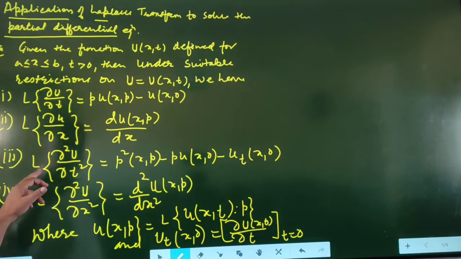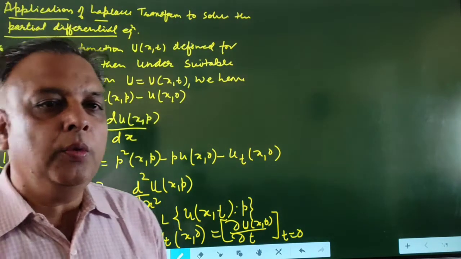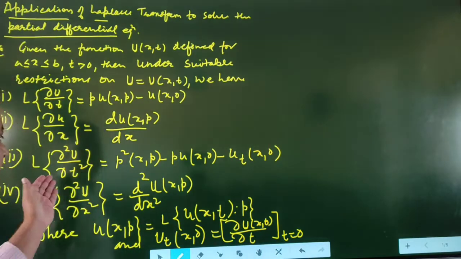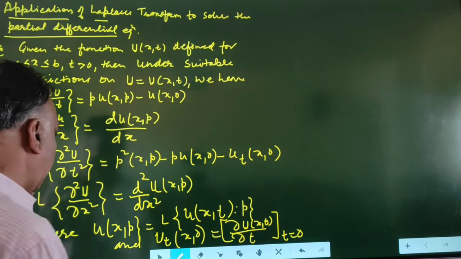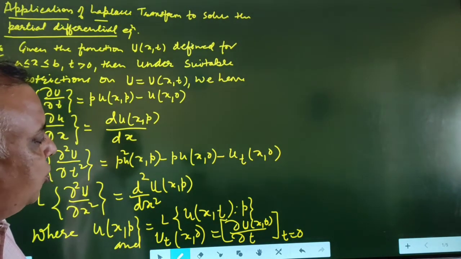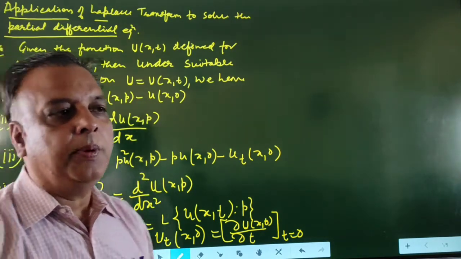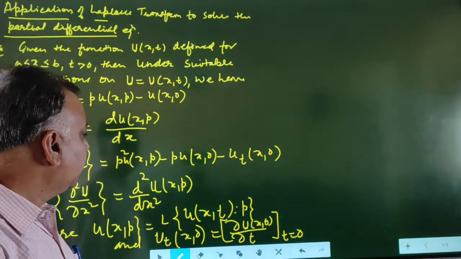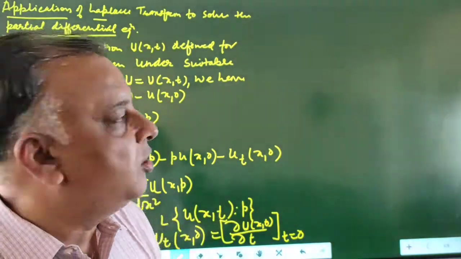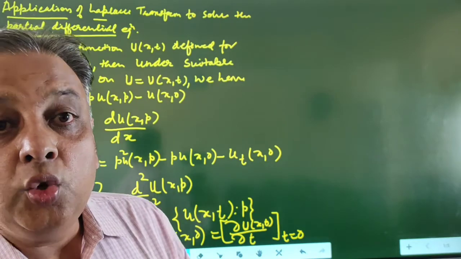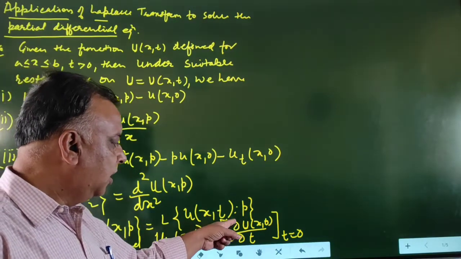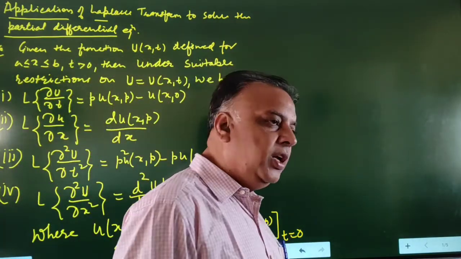Third, we have to prove the Laplace transformation of del 2 u upon del t square, the second partial derivative of u with respect to t, equals p square ū(x,p) minus p u(x,0) minus u_t(x,0). Here ū(x,p) is the Laplace transformation of u, u(x,0) is the value of u(x,t) when t is equal to 0, and u_t(x,0) is the value of the partial derivative of u(x,t) with respect to t when t is equal to 0.